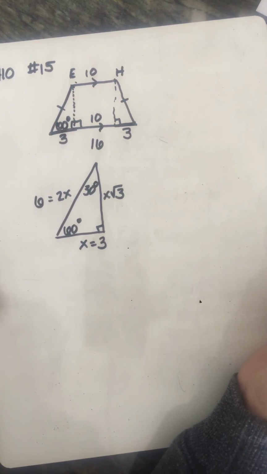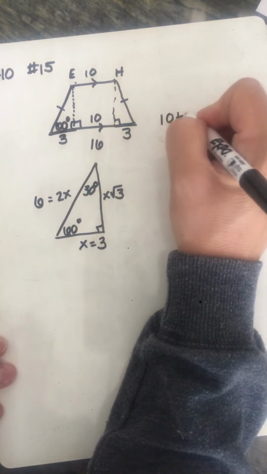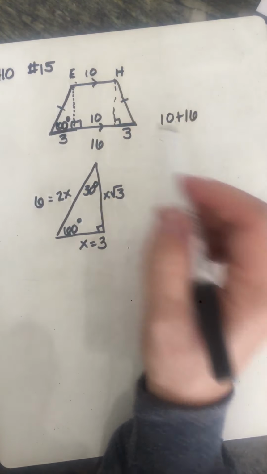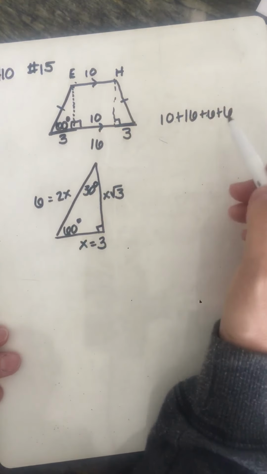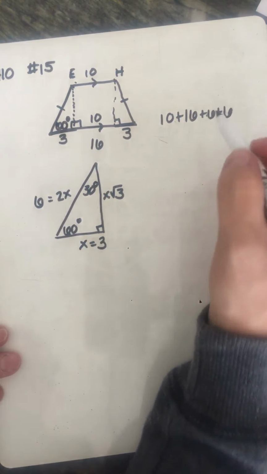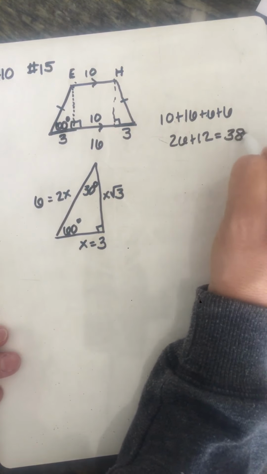So we've got to find the perimeter of this guy. I've got 10 plus 16, right? And then each leg is worth 6. So there's 6 and 6. All right, we add those. We get 26 plus 12 is 38 units.